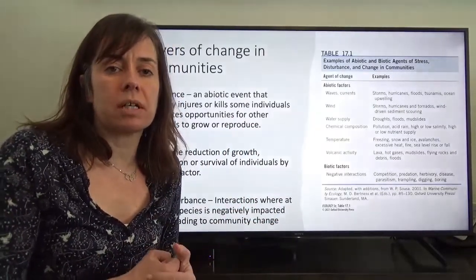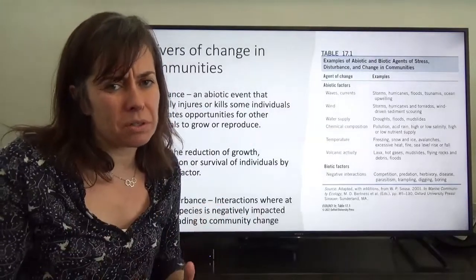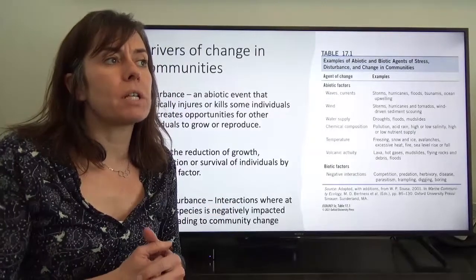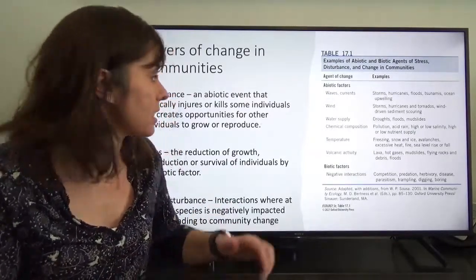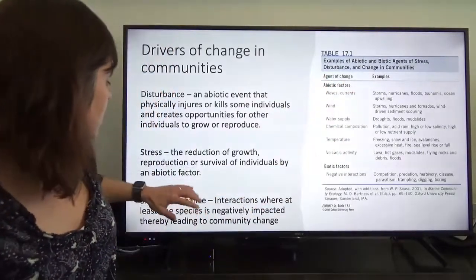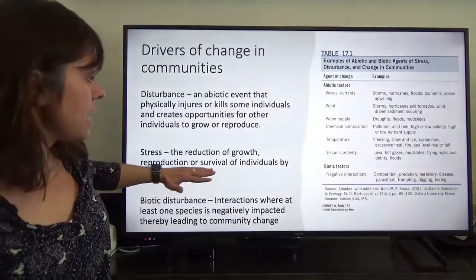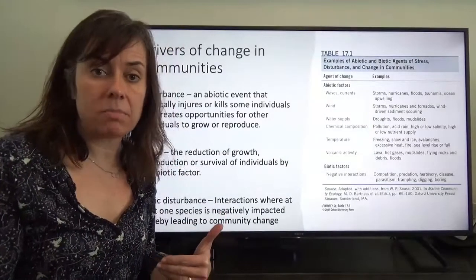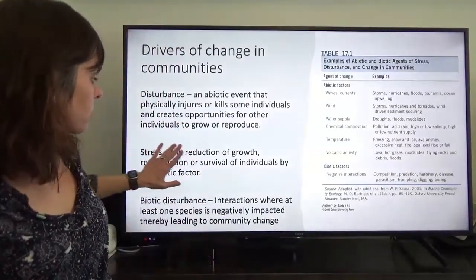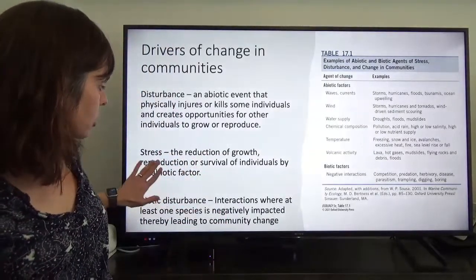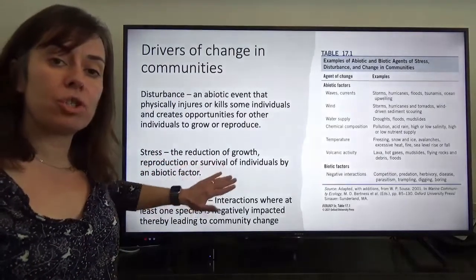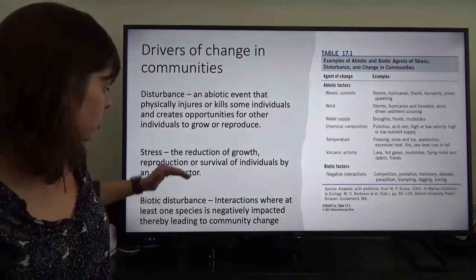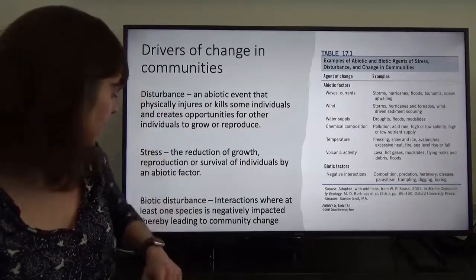Some individuals are killed, other individuals' growth and reproduction is reduced. But it's not a reset of the system like some of these more extreme disturbances. But it can still create small scale disturbances in the system, and so in the context of succession, stress can lead to community compositional changes as well, and so is a form of disturbance that alters the trajectory of that community.